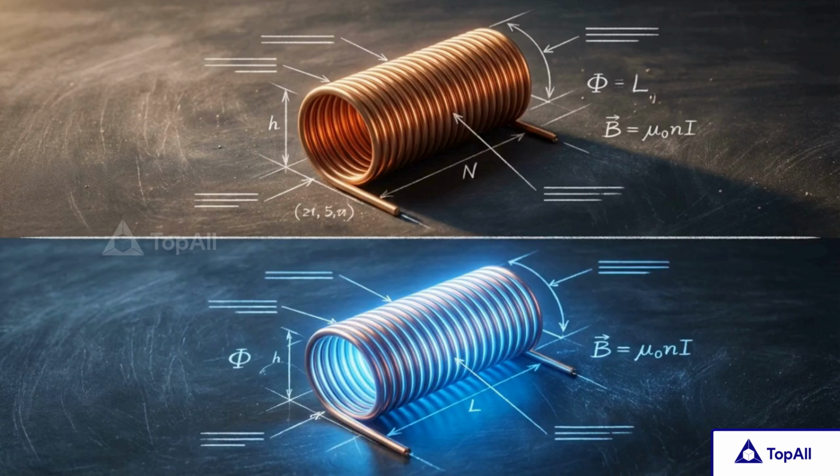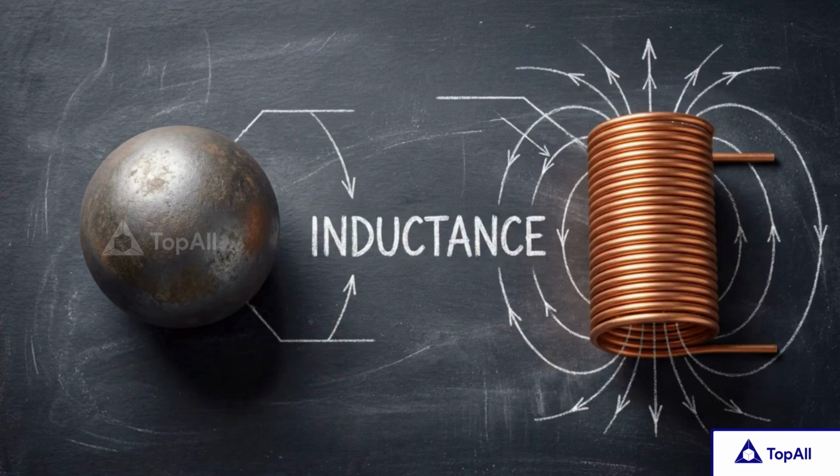If the current is zero, it wants to stay at zero. If it's flowing steady, it wants to keep flowing steady. Just as mass gives physical objects mechanical inertia, this phenomenon gives circuits electrical inertia, called inductance.